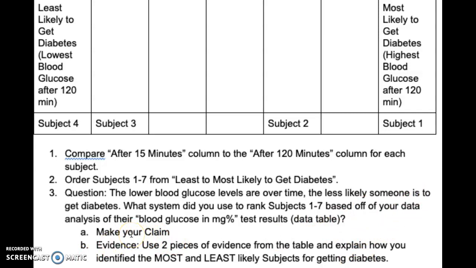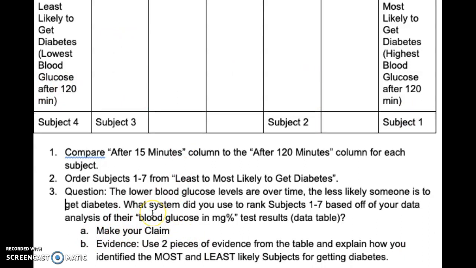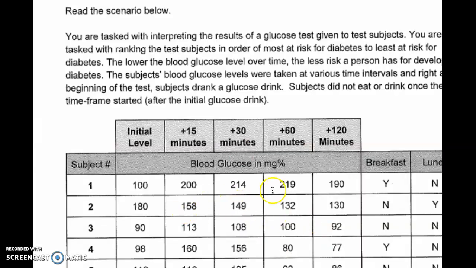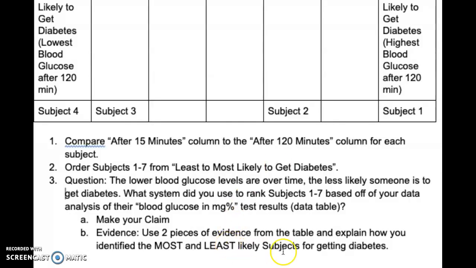Okay. First thing I want you to do is make your claim for how you set up a system to organize the subjects based off of what information. And then for the evidence, I want you to get two pieces of evidence from this data table right here that explains how you identified the most likely subject to get diabetes and the least likely subject to get diabetes. After you do that, you're going to give your reasoning to explain what this data means.